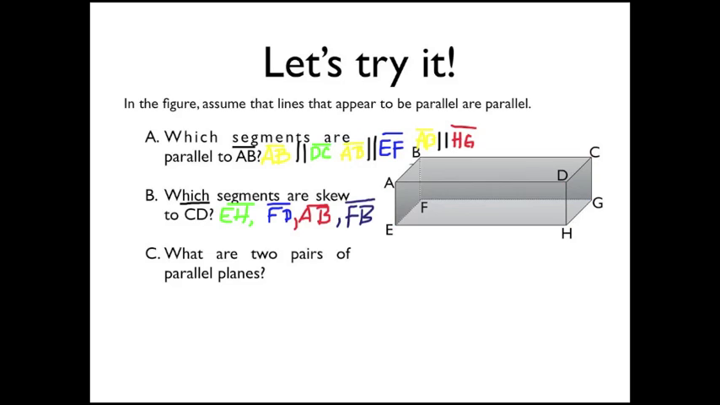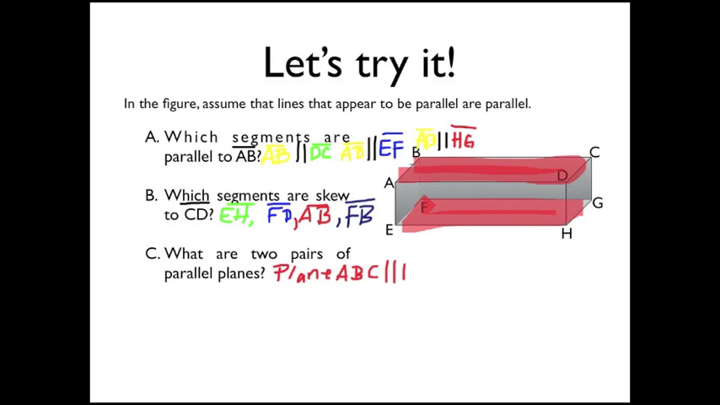Now let's talk about parallel planes. Remember that parallel planes are planes that do not intersect. Think about a box. When we think of a box, we know that the top of the box and the bottom of the box do not intersect. And once again, we name planes using 3 points. So we can say that plane ABC is parallel to plane GHE. Remember, only 3 points are necessary to name a plane. Our question asks us to name 2 pairs.